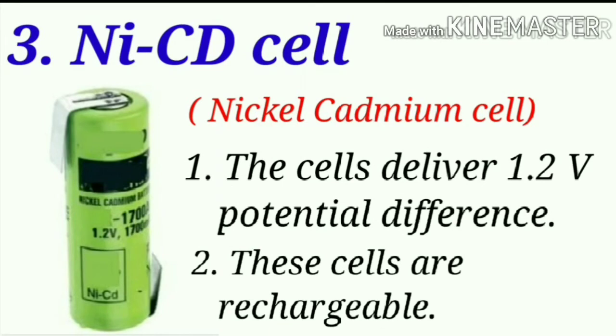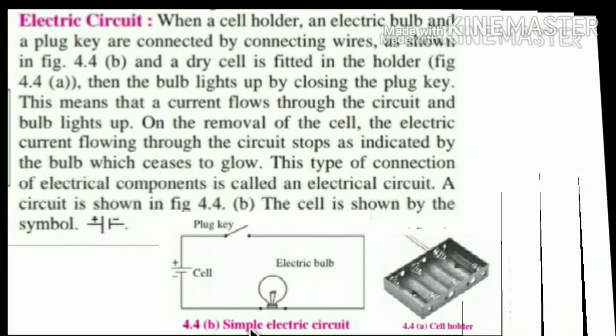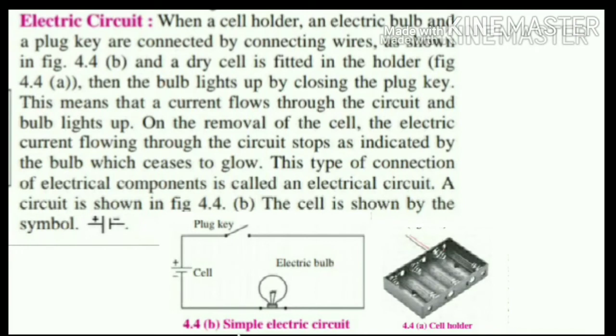Up to this we studied the types of electric cell. First dry cell, then lead acid cell, and third one, that is nickel cadmium cell. So you practice or read the working and construction of these cells and also practice the figure of dry cell and lead acid cell. After studying types of electric cell, let's study about simple electric circuit.